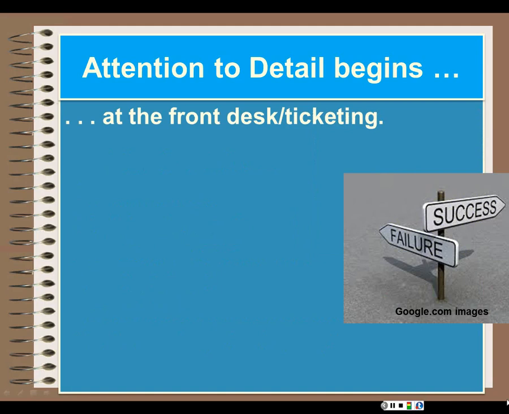And probably one of the most important things, although these are always important, and again, I like this image from Google.com showing the intersection almost of success and failure, really begins at the front desk in ticketing. Do employees welcome visitors? I was absolutely appalled. I was at a nationally recognized museum. I went into the museum. I have a membership there.